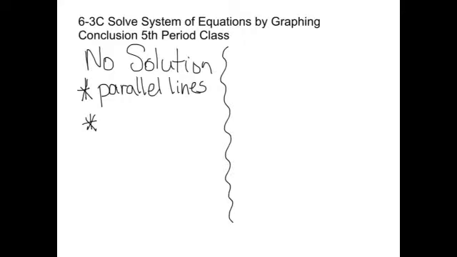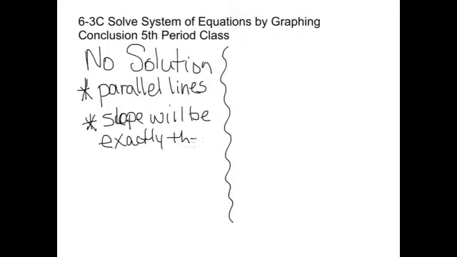If a system of equations has no solution, who can tell me something about their slope? Parallel lines? Hunter? That's correct. If a system of equations has no solution, their slope will be exactly the same.